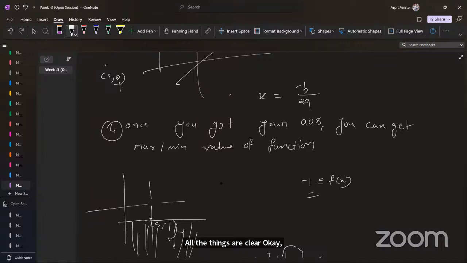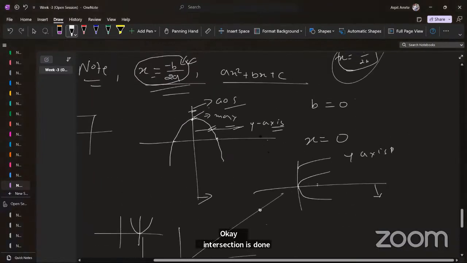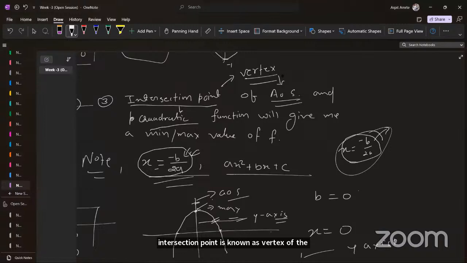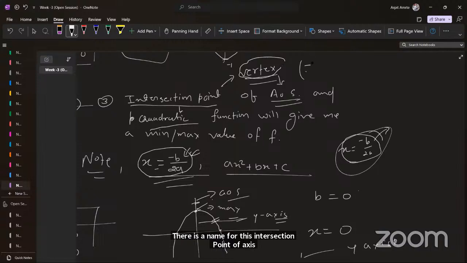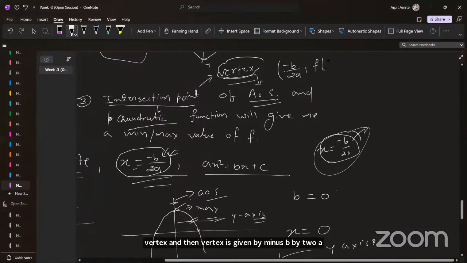What else? Intersection is done. Vertex. The intersection point that you are getting is known as the vertex of the function. There is a nice name for this intersection point of the axis of symmetry and the quadratic function, which is known as vertex. And that vertex is given by minus b by 2a as your x value, and its corresponding y value. Got my point? Its corresponding functional value. Got it?